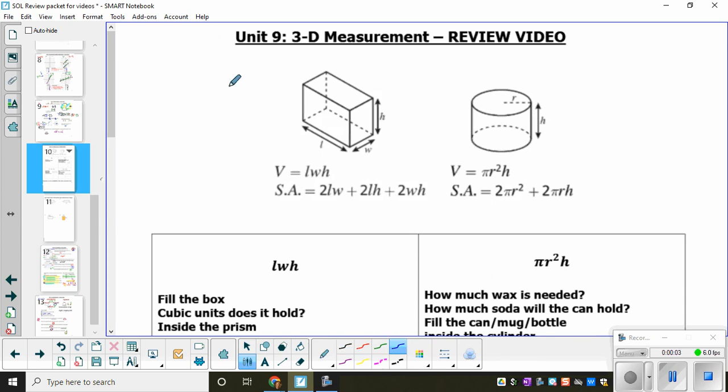Hey there, thanks for tuning in to the Unit 9 video where I'm going to be reviewing the 3D formulas for different measurements. And we had two big shapes that we talked about in this unit.